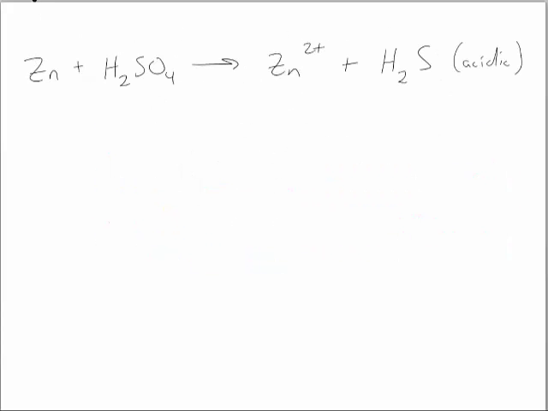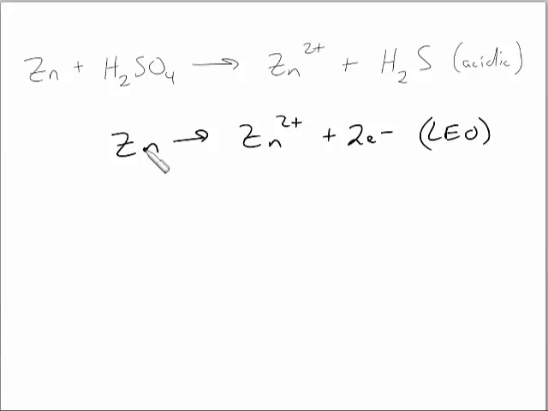So let's start with this one. Let's see what it looks like. Sometimes the half reactions are very quick, sometimes they're not. For example, I can do this one pretty easily. Okay, I already know what this looks like. I know that I need 2 electrons there, and then this is the LEO half reaction. That half reaction is done.